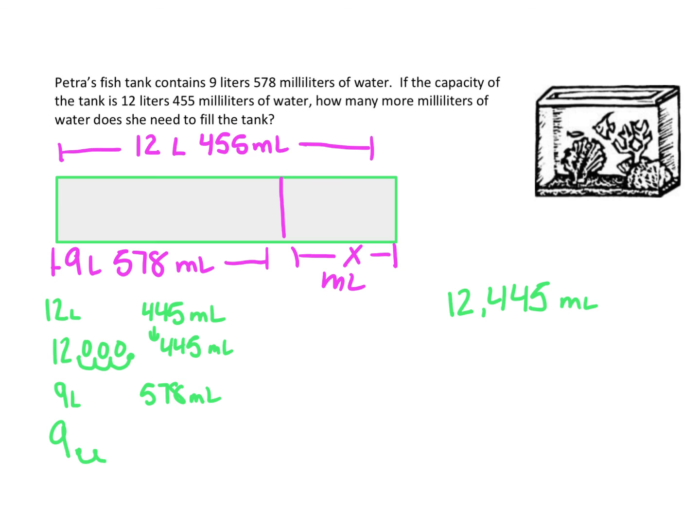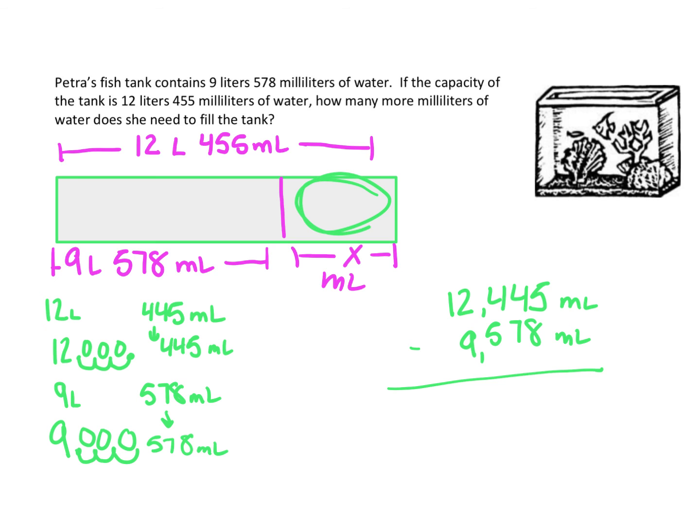Now, when we do our 9 liters, we're going to go from liters to milliliters, and we're going to move our decimal to the right 3 times again, giving us 9,000 plus our 578 milliliters, which gives us 9,578 milliliters.